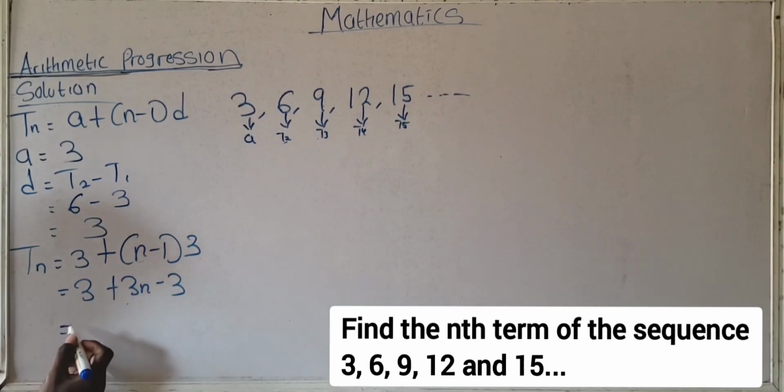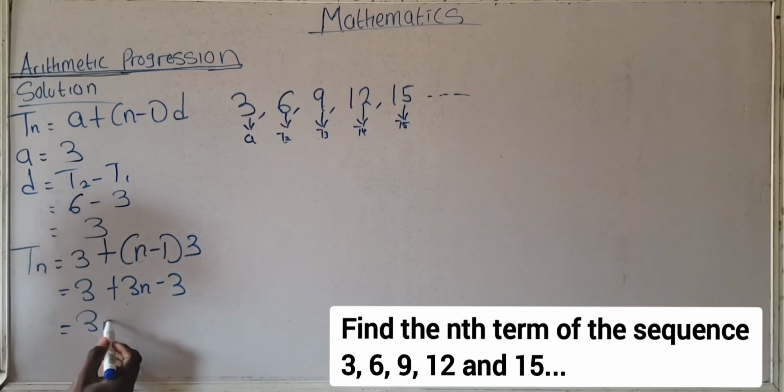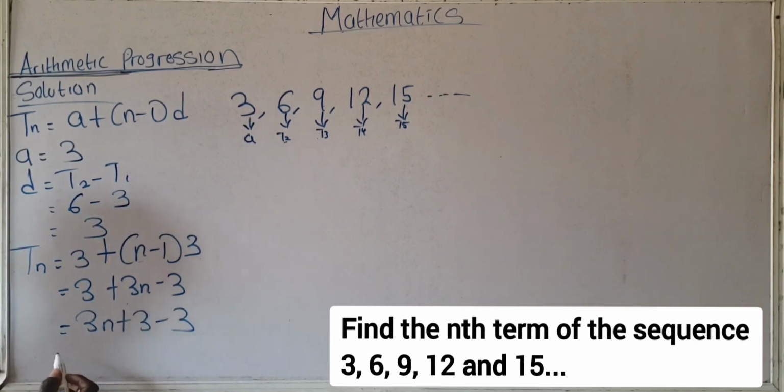So here I'm going to have 3n plus 3 minus 3. 3n plus 3 minus 3 will be 3n. So the nth term of the sequence is 3n. The nth term of this sequence is 3n. So that is the solution to that question.